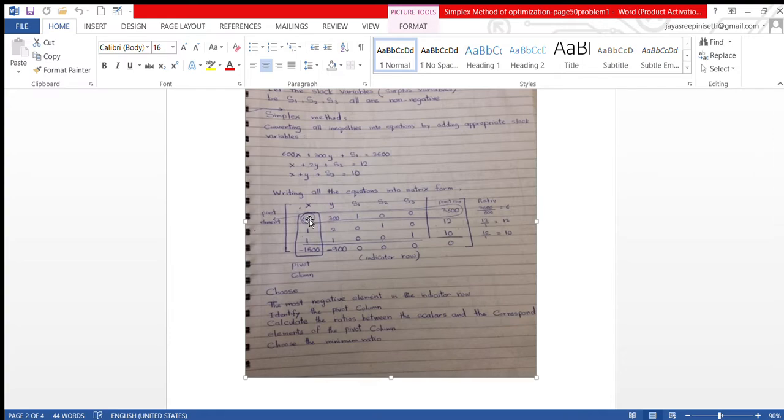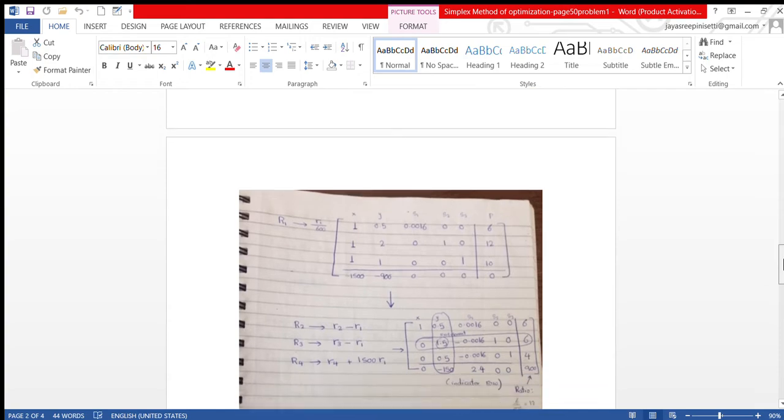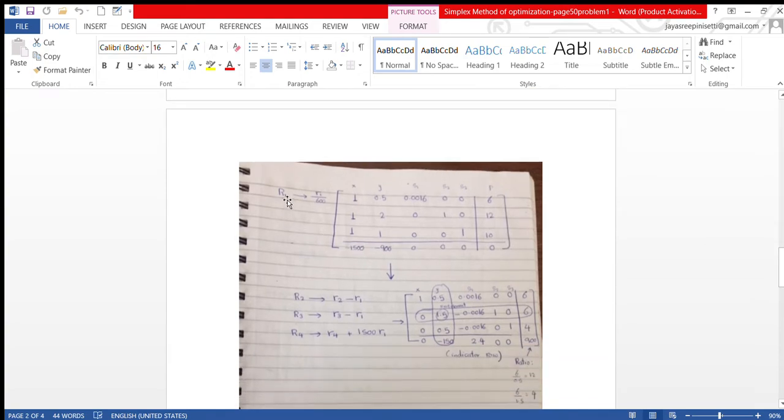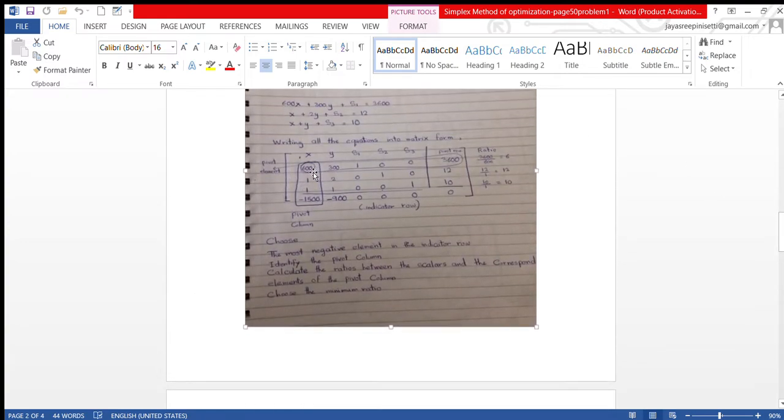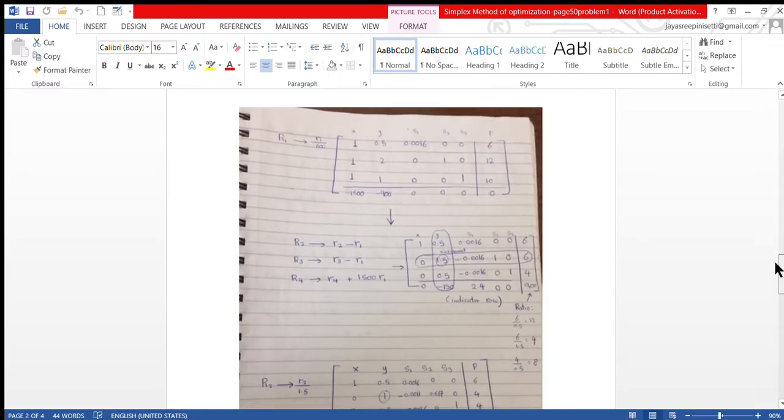So you have to divide this whole row by 600, then only the pivot element will become 1, right? So do this. The new row R1 will become the old row divided by 600. 600 divided by 600 will become 1. 300 divided by 600 will become 0.5, right? So dividing the first row by 600, you get all these new values. The remaining values, write as they are.